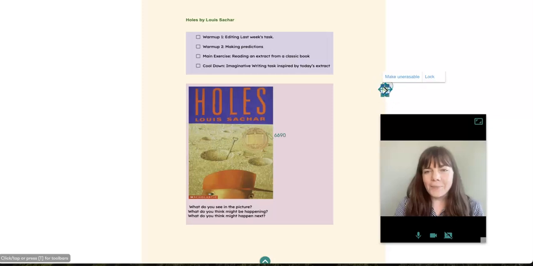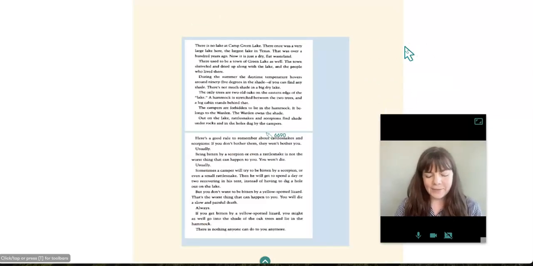I would then move along to the next section, which would be beginning to look at the extract itself. So on the page there is an extract from the book, and what we would do is work in a 3-read method. This is my recommended way for comprehensions and for assessments.